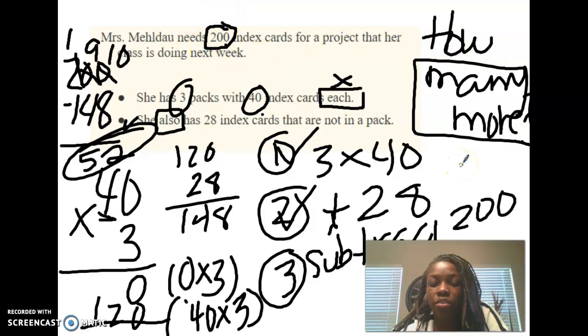All right, so these are some basic 2-step, 3-step multiplication word problems that you guys have to know. And you may see these type of word problems on your test soon. So good job with focusing today on this lesson.